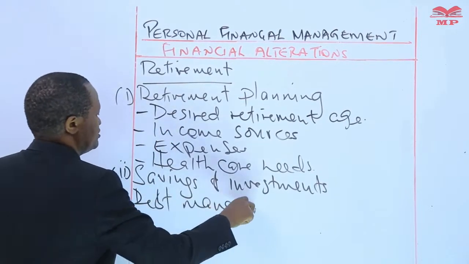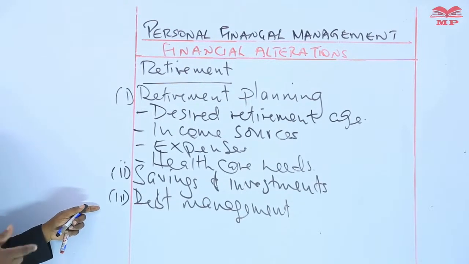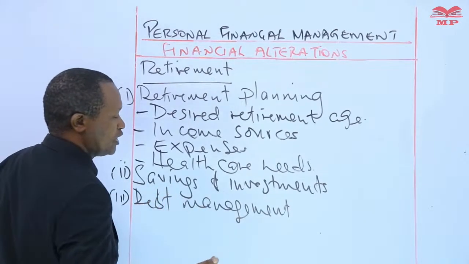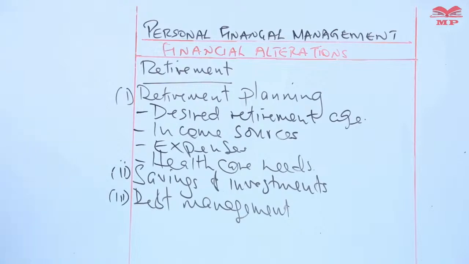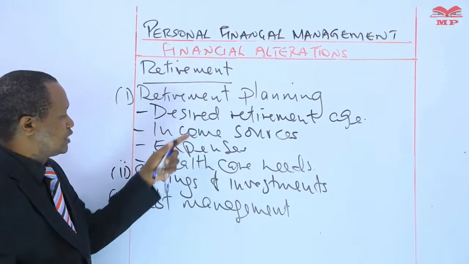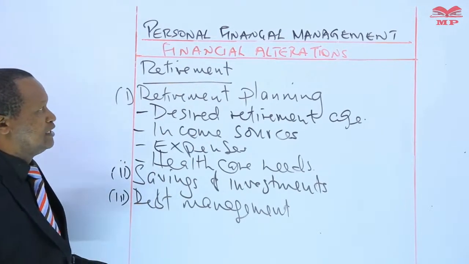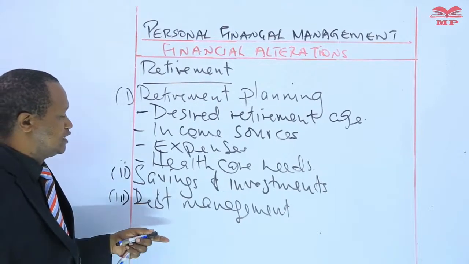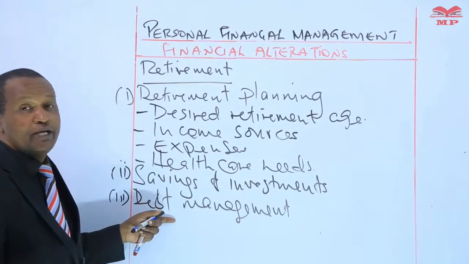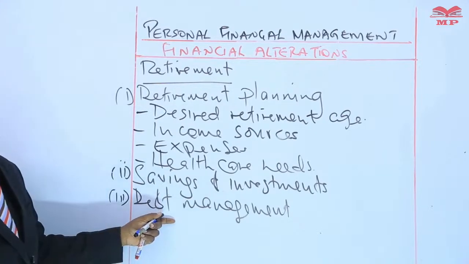Number 3, debt management. It's important for an individual to pay off or manage debt before retirement to avoid financial burdens in your later years. Plan to clear your debts before retirement. These are alterations that are required in personal financial management: debt management. Manage your debts, pay off all debts so that there is no strain, there is no burden in retirement.